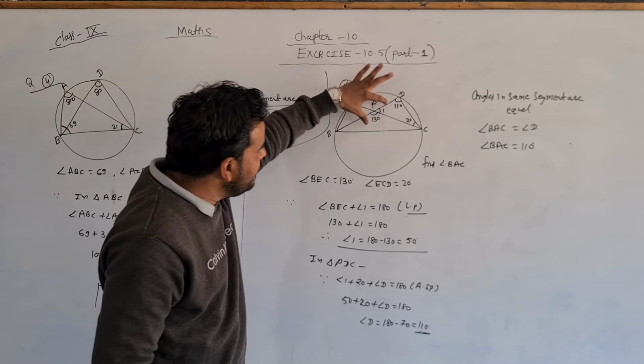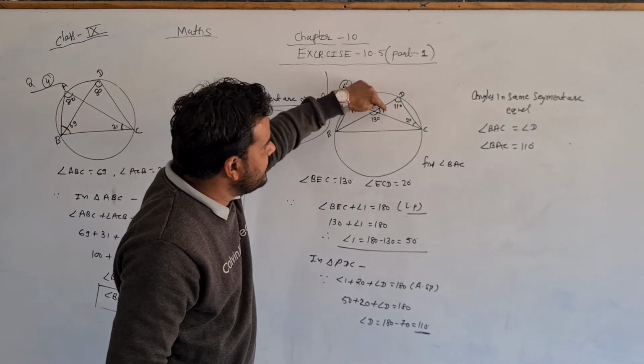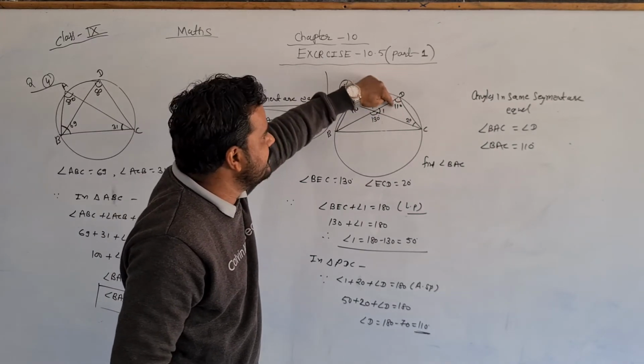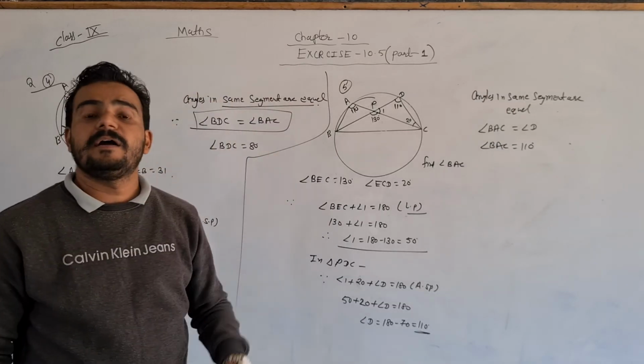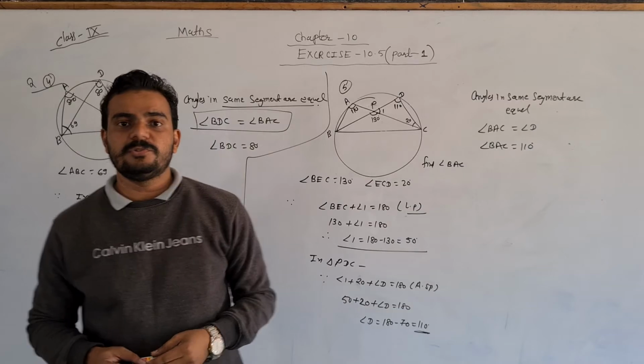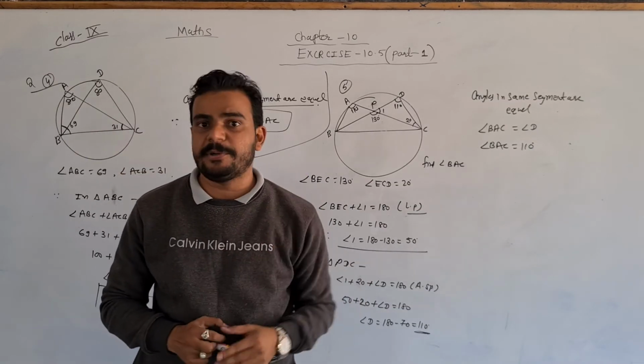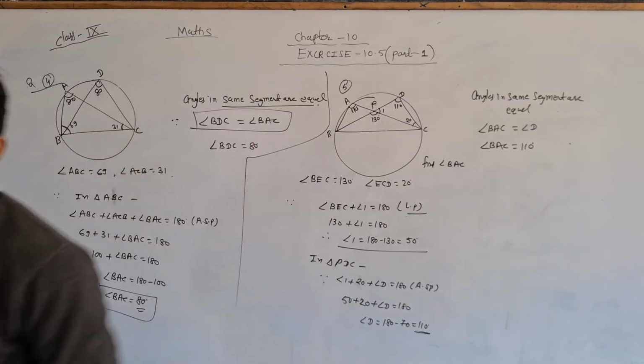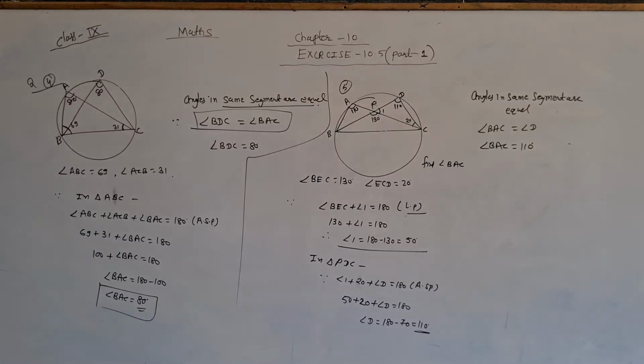So what did we do? First we found this with the help of linear pair, then with the angle sum property this came, then this angle is equal to this angle. Angles in the same segment are equal to each other. So I hope you understood both of these questions based on these three properties only. So just take the screenshot fast.